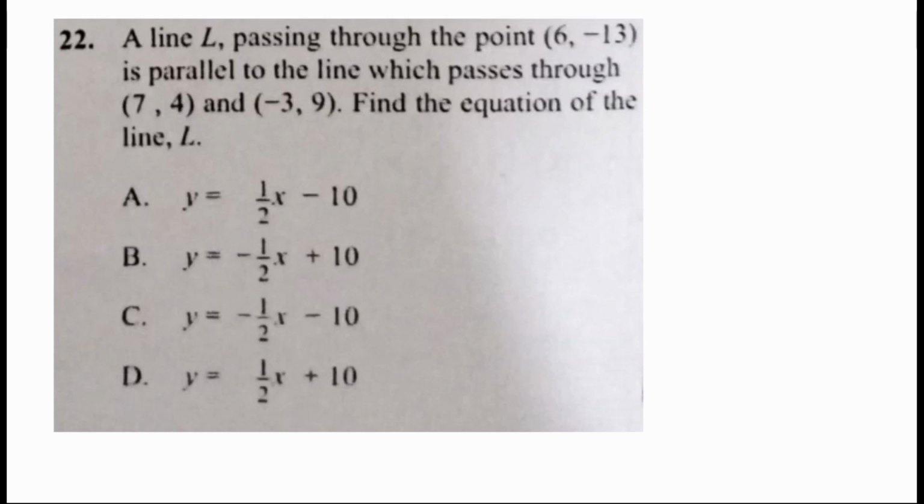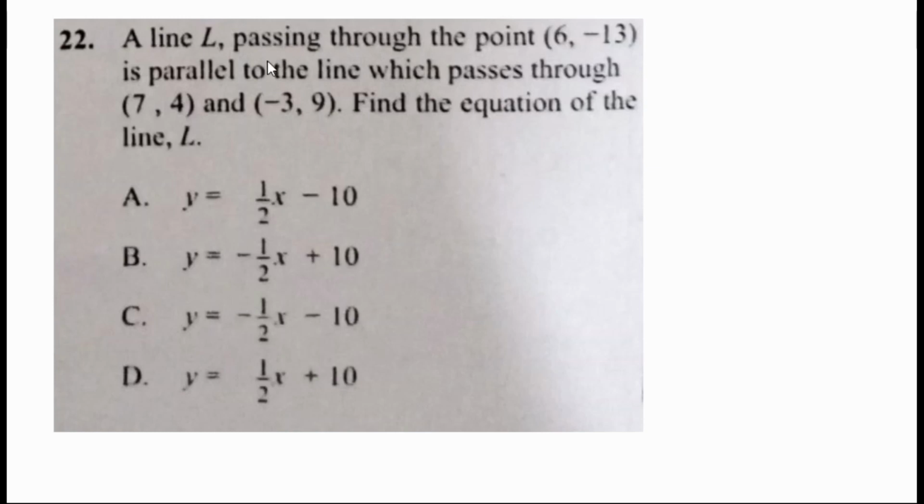So let's take question 22 and it reads, a line L passing through the point 6, -13 is parallel to the line which passes through a point with coordinates 7, 4 and -3, 9. Find the equation of the line. So what are the key facts we can get from this question?